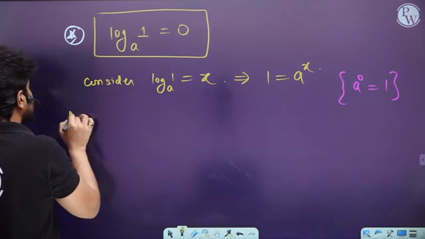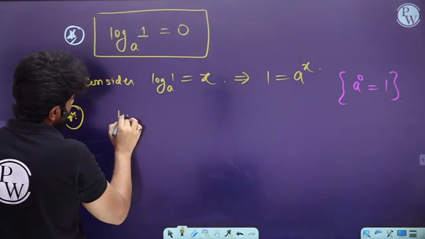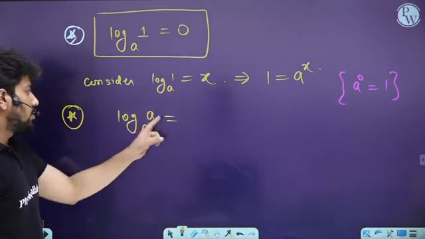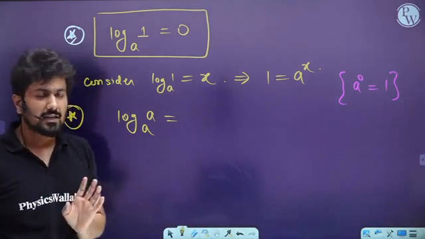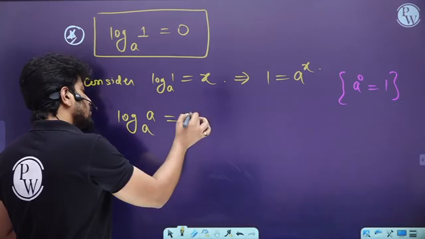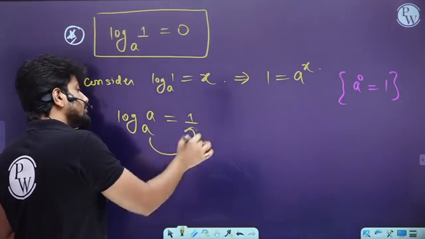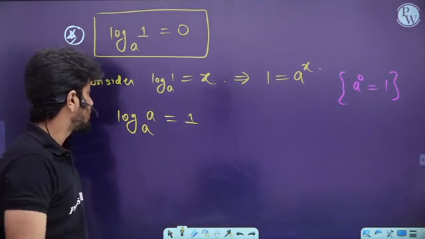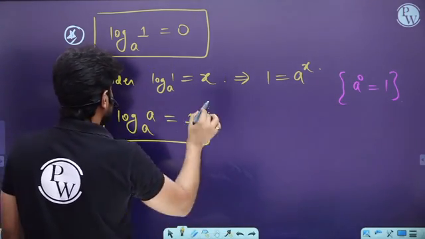The second property: if I ask you what is log of a to the same base a, that should be equal to 1, because a raised to the power 1 is equal to a. So log of a to the base a is equal to 1.